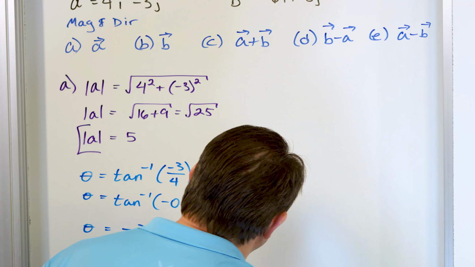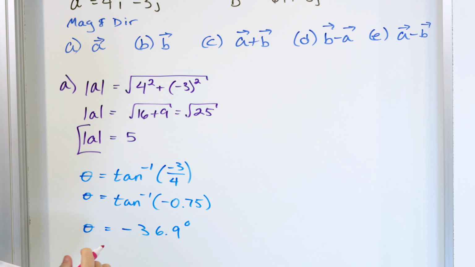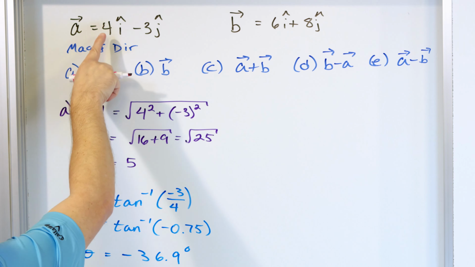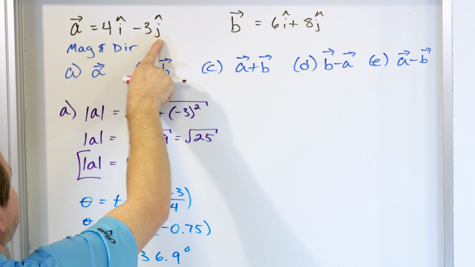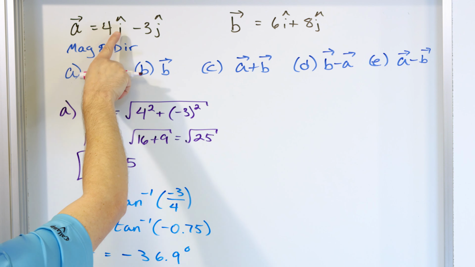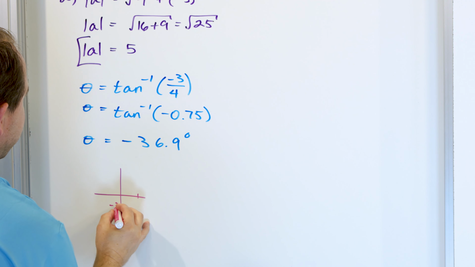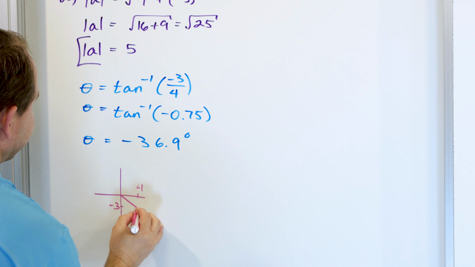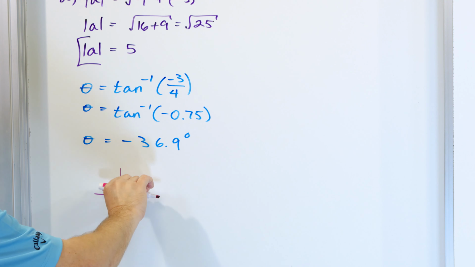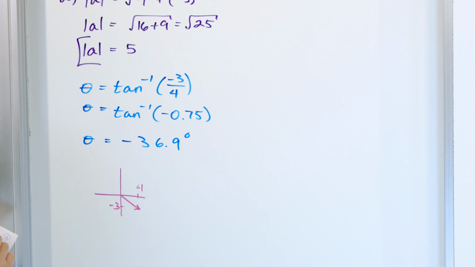Most times, it's good to draw an actual little diagram here. You can just do a tiny little sketch. Notice how small it is. Nothing fancy. It's 4i minus 3j. That means positive in the x direction, negative in the y direction, so it's like positive 4, negative 3 here. And so the vector is going to point somewhere down here. So that's a negative angle with respect to the x-axis.